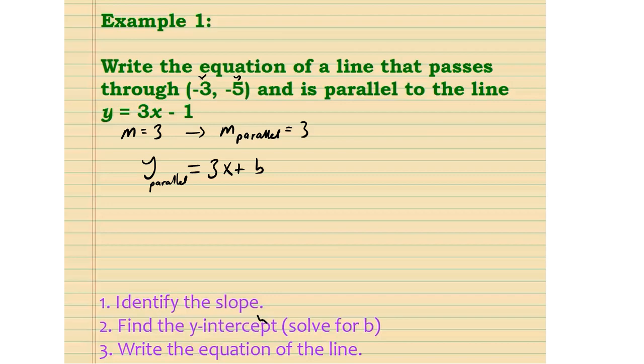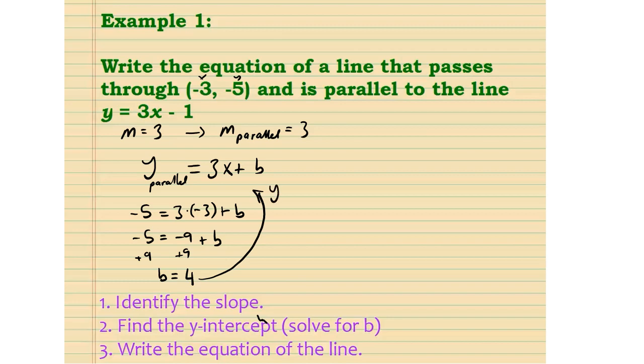We can put this -5 for the y value: -5 is equal to 3 times -3 plus b, so -5 is equal to -9 plus b. Add 9 to each side. b is equal to 4. I'll put that information right back here and write our final equation as y is equal to 3x plus 4. And this is the equation of the parallel line to our given line.